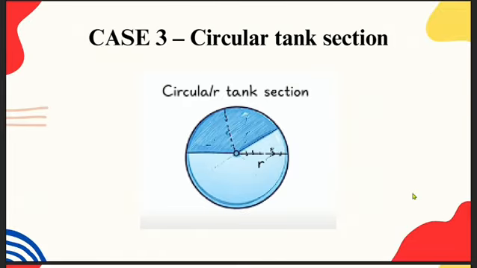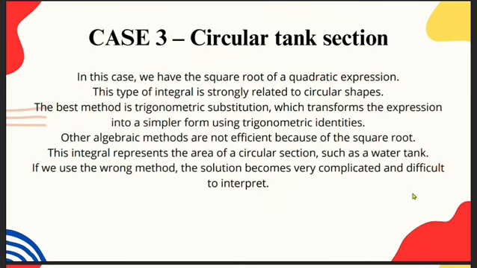Case 3. Circular tank section. In this case, we have the square root of a quadratic expression. This type of integral is strongly related to circular shapes. The best method is trigonometric substitution, which transforms the expression into a simple form using trigonometric identities. Other algebraic methods are not efficient because of the square root.